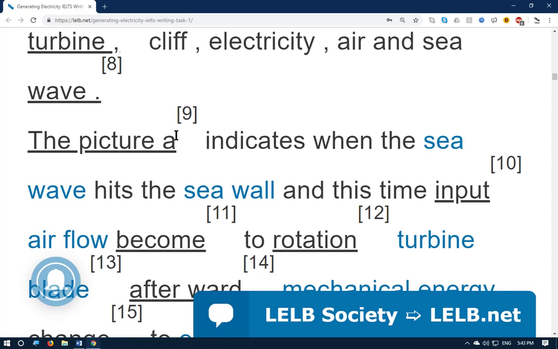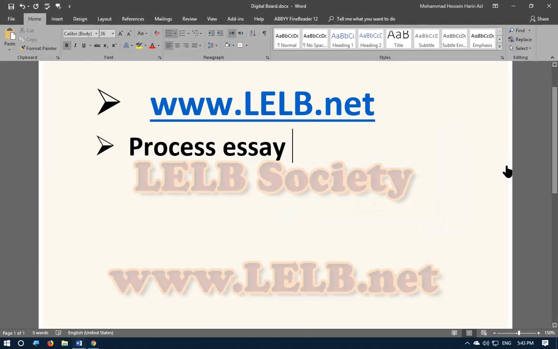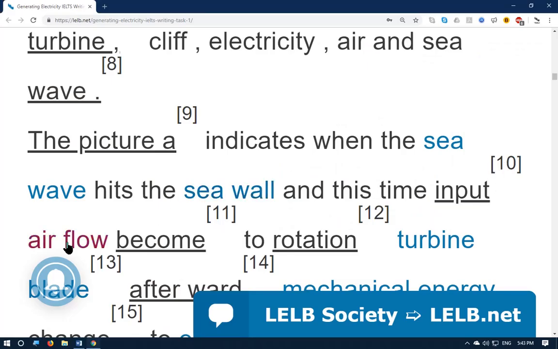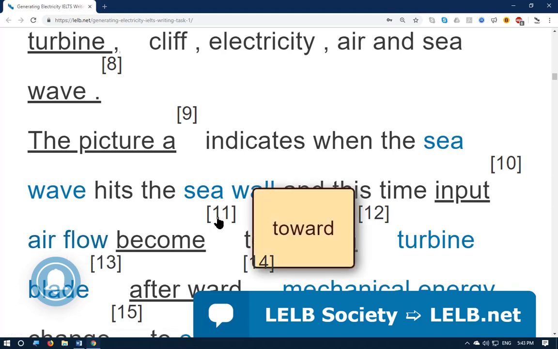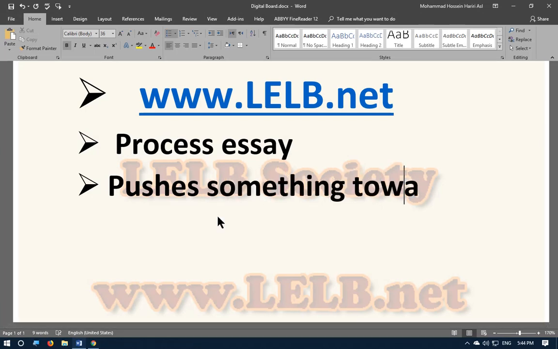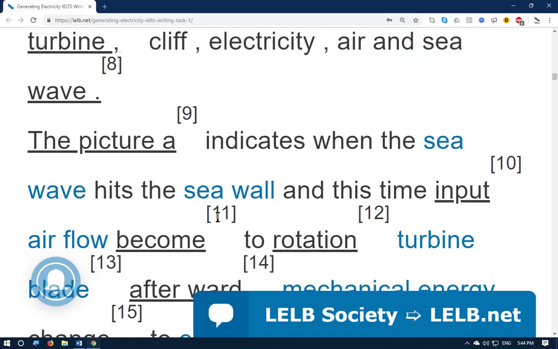The picture A, it must be diagram A, indicates when the sea wave hits the sea wall, and this time input, it must be presses, or let's say pushes. Airflow become toward, because we say push something toward, you know. And remember, toward is American, towards is British, more or less.